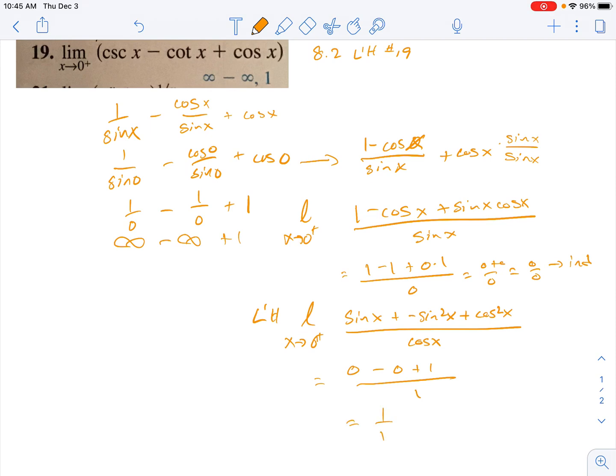So really, all we needed to do here was, in this step right here, realize that we could just get common denominators to put this all together, and once we have the common denominators, it's a pretty straightforward L'Hopital. As far as the concern of how do I make infinity over infinity, or infinity minus infinity, into a 0 over 0 indeterminate form, usually it's just getting a common denominator.